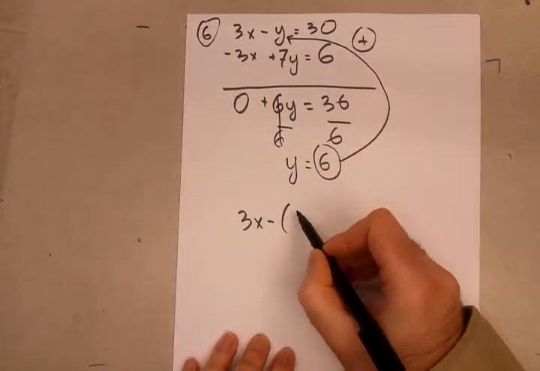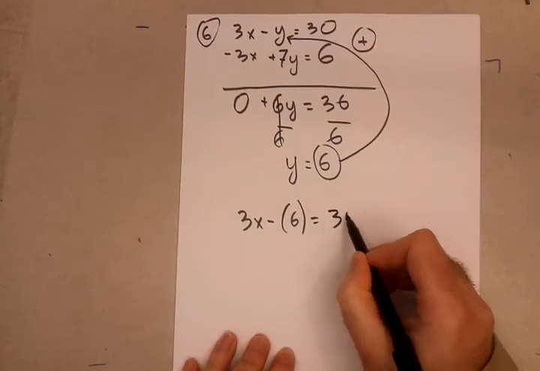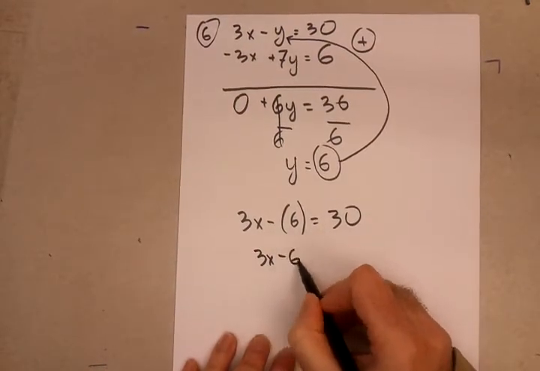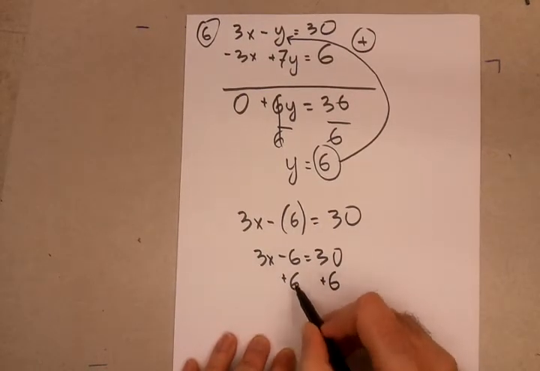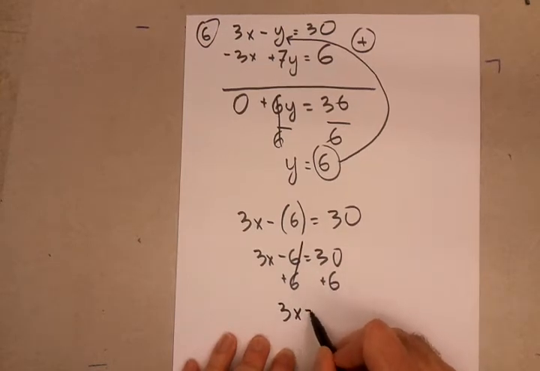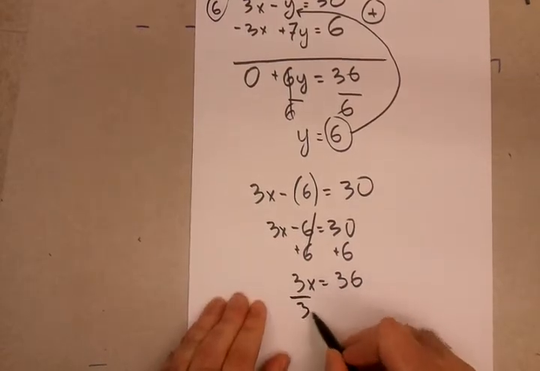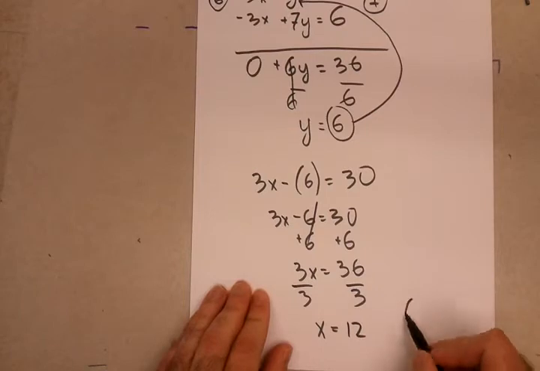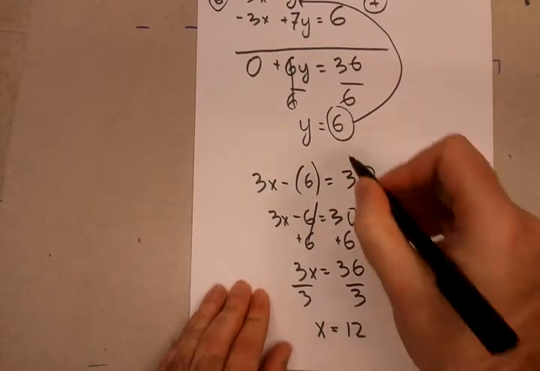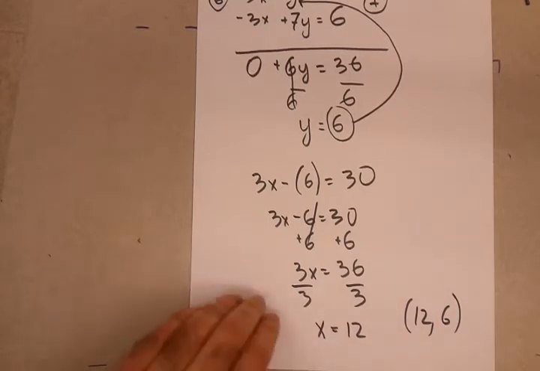So I'm going to substitute a 6 in front of that negative y, so don't forget to keep the negative. So it's 3x minus 6 equals 30, plus 6 on both sides, simplified to 1. Divide both sides by 3. And of course, x equals 12. Our ordered pair, x first, 12, y second, 6. 12, 6. And that's it for number 6.